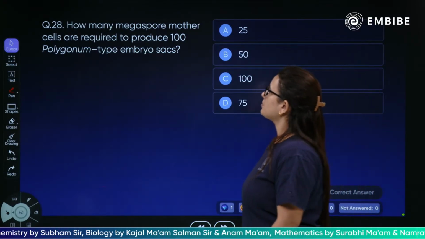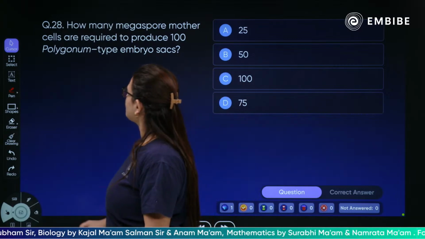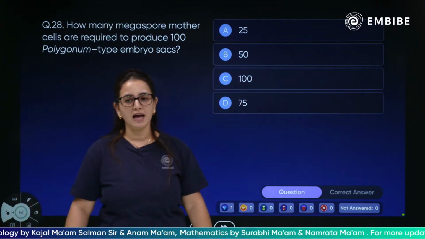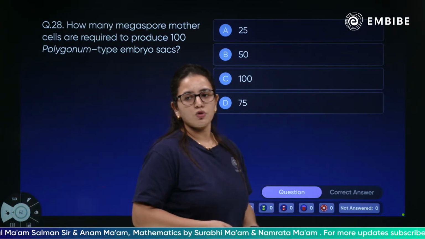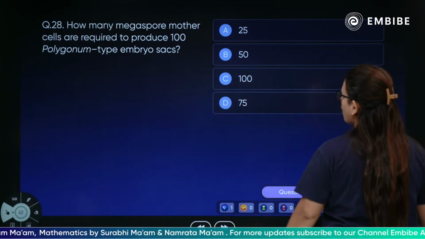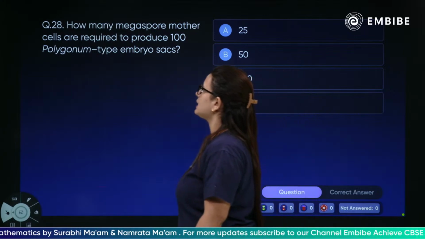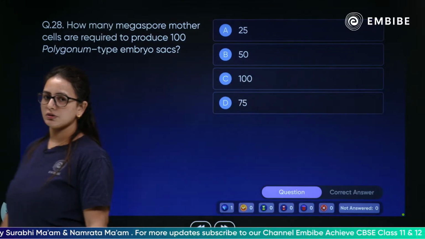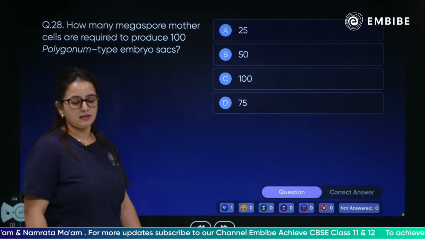How many megaspore mother cells are required to produce 100 polygonum type of embryo sac? We have discussed about the microspore. This is about the megaspore. How many megaspore mother cells are required to produce 100 polygonum type of embryo sac?